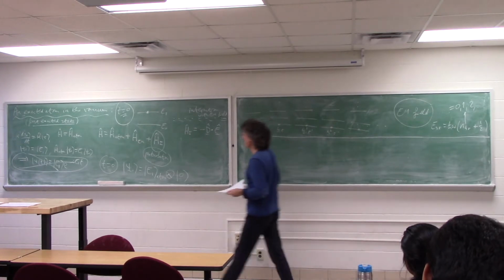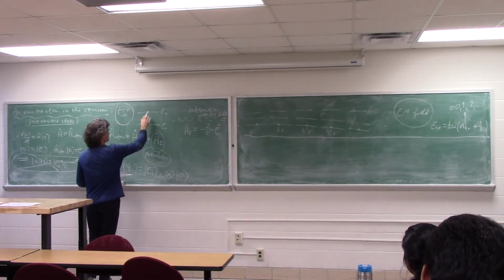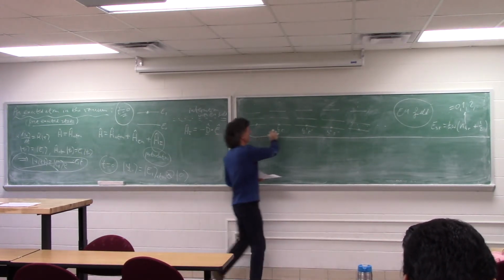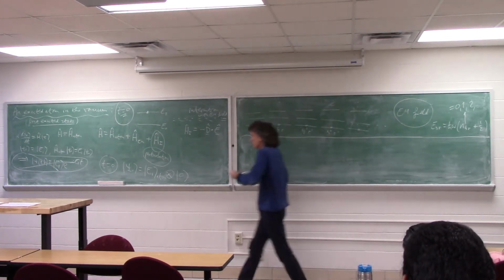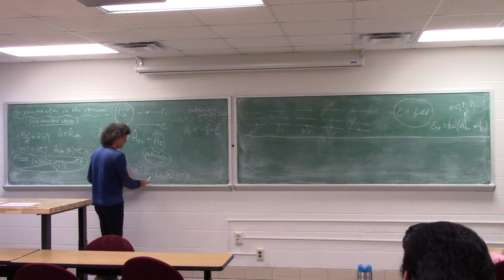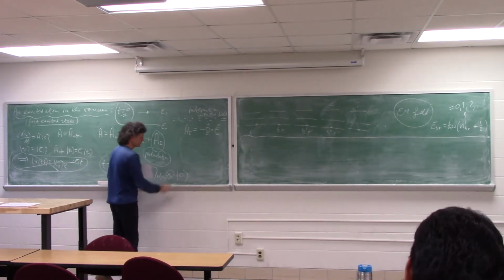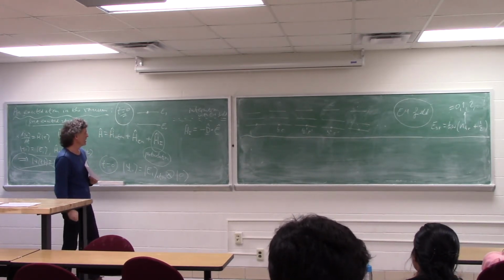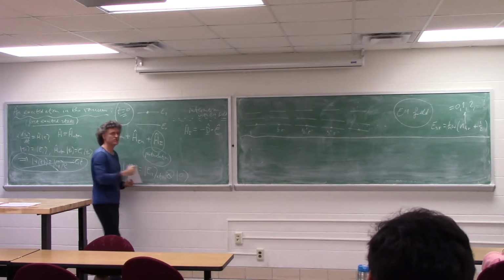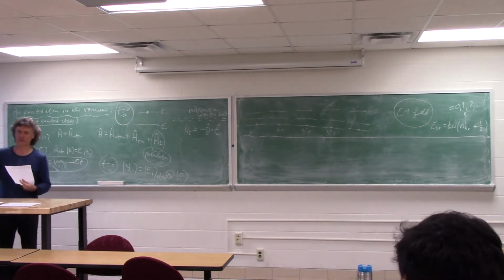So I have an excited atom at t = 0, and the electromagnetic field is all in the ground state, all vacuum. So the initial quantum state is of this form: a product state, excited state for the atom, ground state for the electromagnetic field. I now switch on this perturbation and calculate what happens.